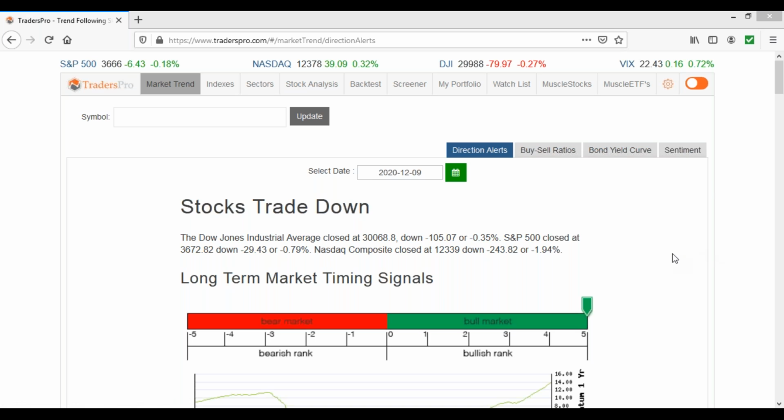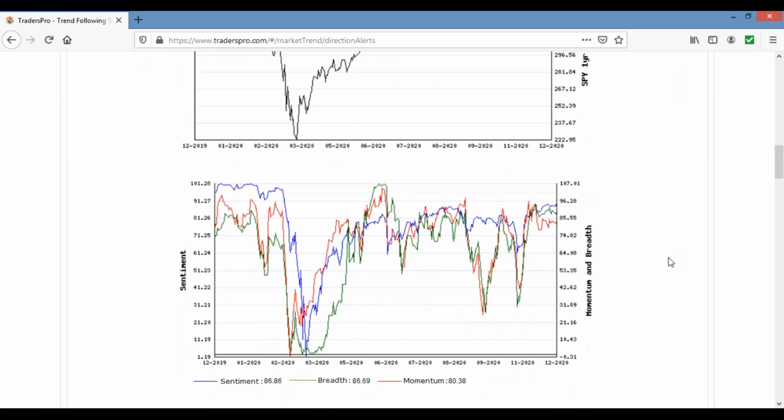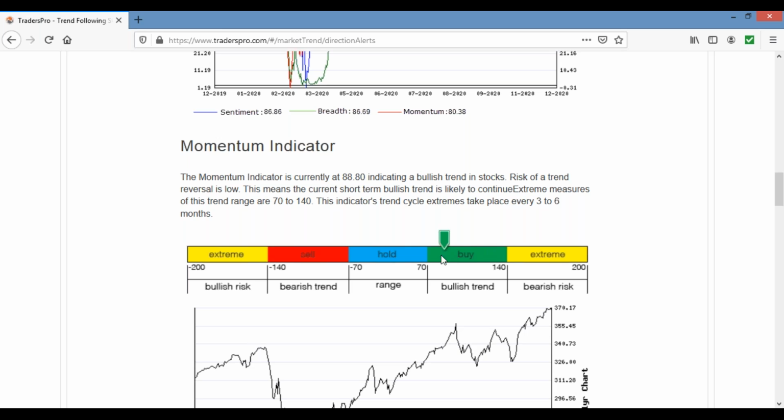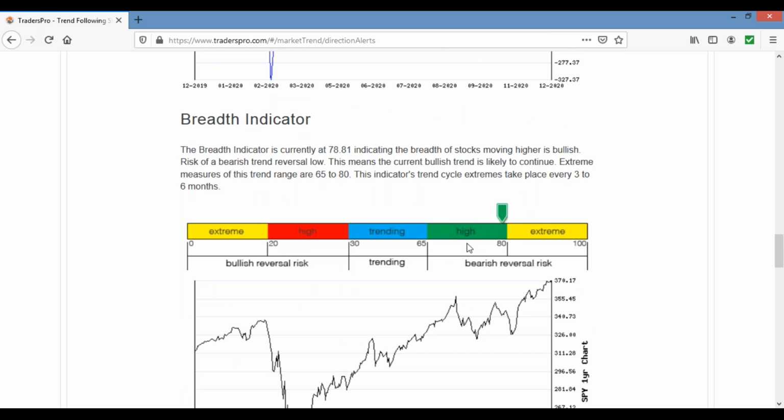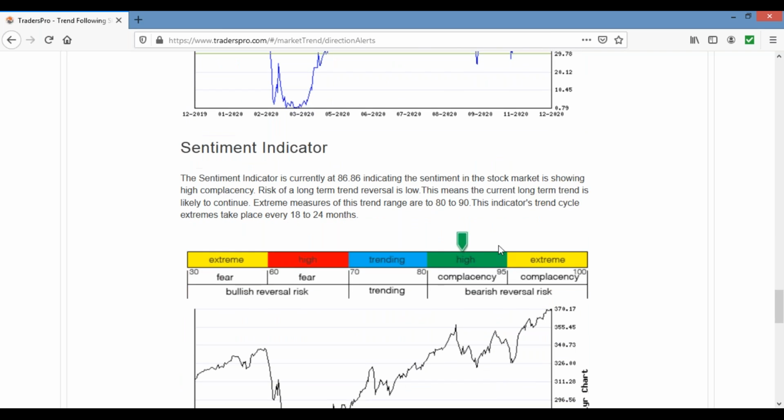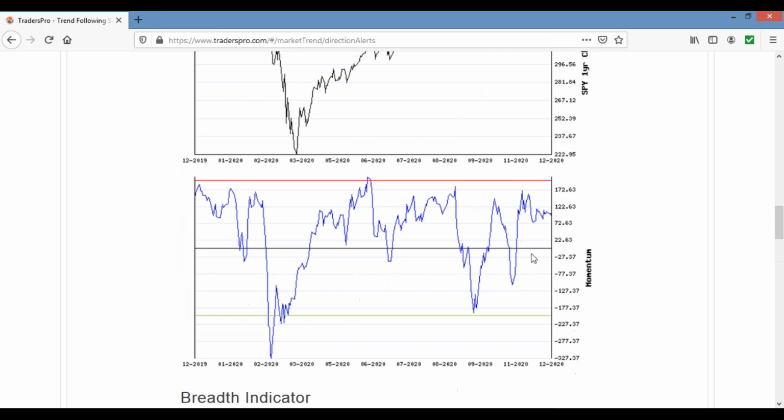But while we're on the direction alerts here, you can see that we're moving more and more off of the overbought condition, which is good because it means if buyers do come back in, the trend can continue. And so the momentum has moved down. Well, we were already in the buy zone here, but we moved even further to the left with yesterday's sell-off. The breadth indicator was at an extreme, and we moved into the high area there. And then sentiment was also in the high area, but we shifted a little bit to the left on that one.